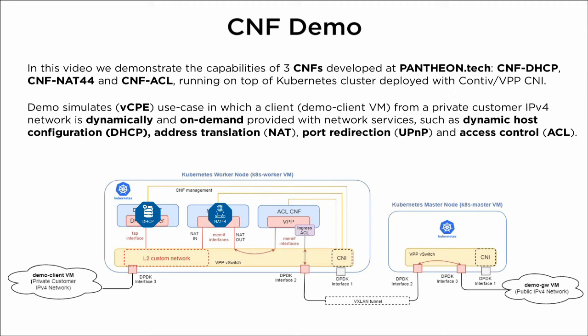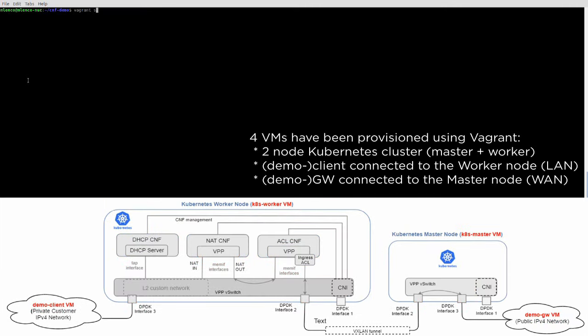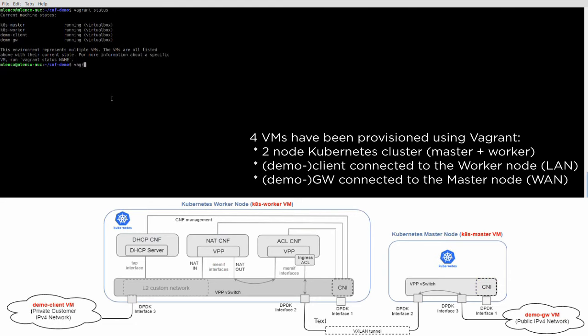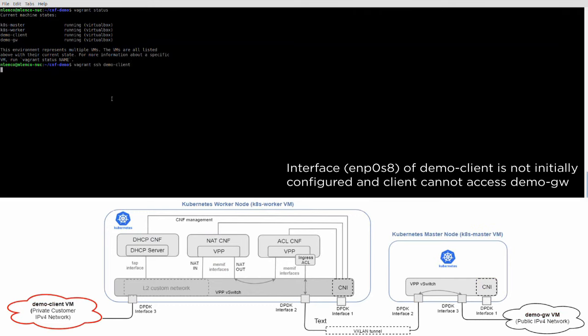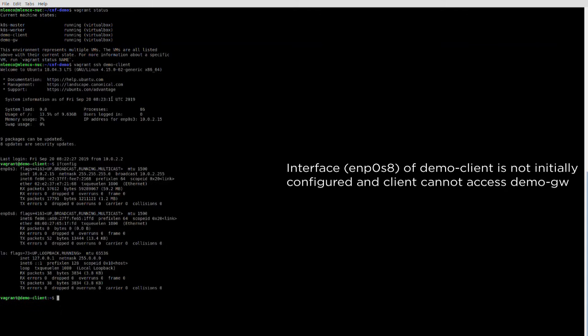Imagine this being a use case in which a client is dynamically and on-demand provided with network services. Four virtual machines have been provisioned using Vagrant. Please note that two nodes are Kubernetes clusters, one is the master, one is the worker. The client is connected to the worker node via a local connection, and the gateway is connected to the master node. The interface of the demo client is not initially configured and the client cannot access the gateway.